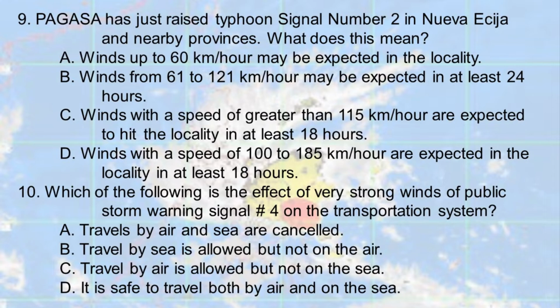10. Which of the following is the effect of very strong winds of public storm warning signal number 4 on the transportation system? A. Travels by air and sea are cancelled. B. Travel by sea is allowed but not on the air. C. Travel by air is allowed but not on the sea. D. It is safe to travel both by air and on the sea.